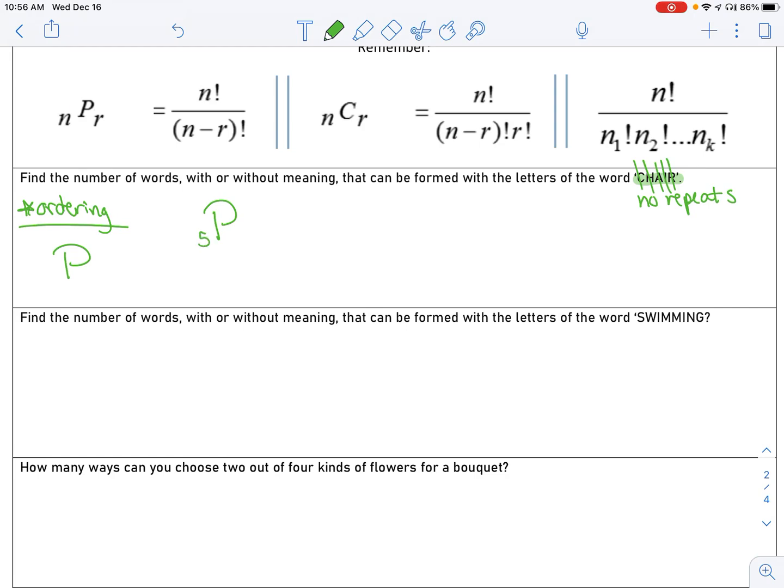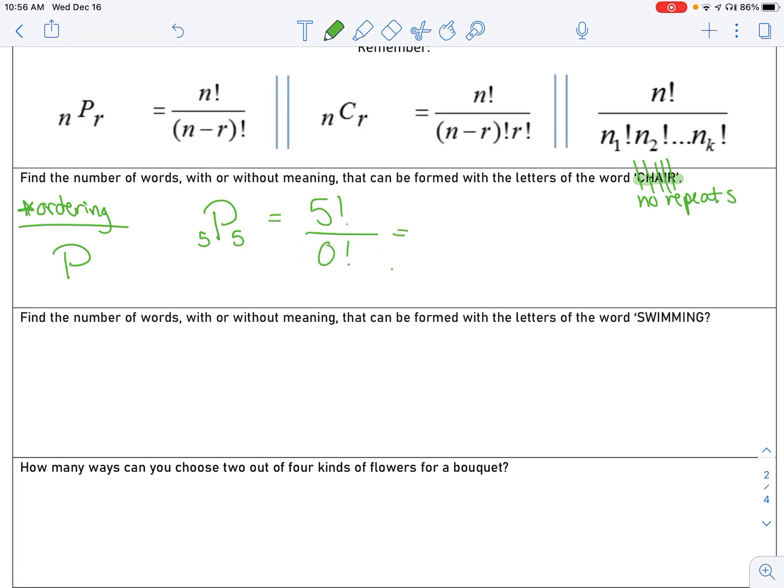And it looks like it's implying that we need to order all 5 of them. It doesn't say order 2 out of 5. It says just order them or find the number of words, which means find the orders. So let's apply our formula. That's going to be odd, huh? 5 minus 5 on the bottom, so that's going to be 0. If you want to, you can just make the bottom into a 0.